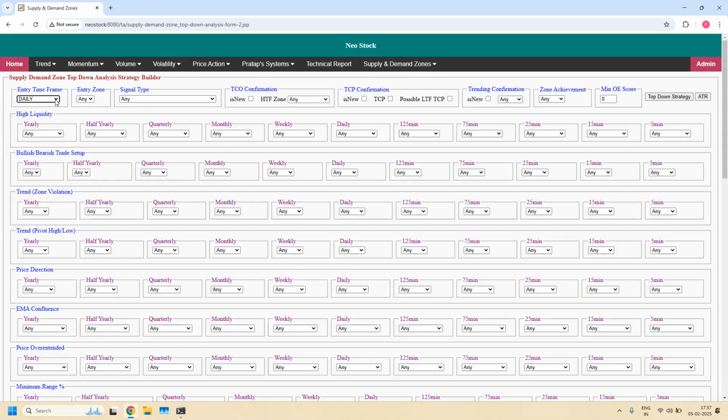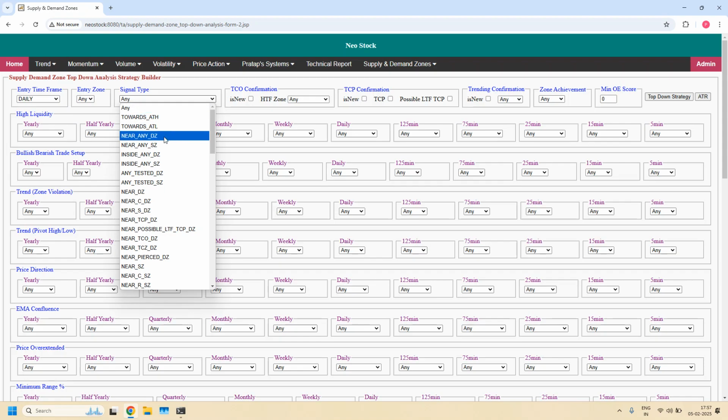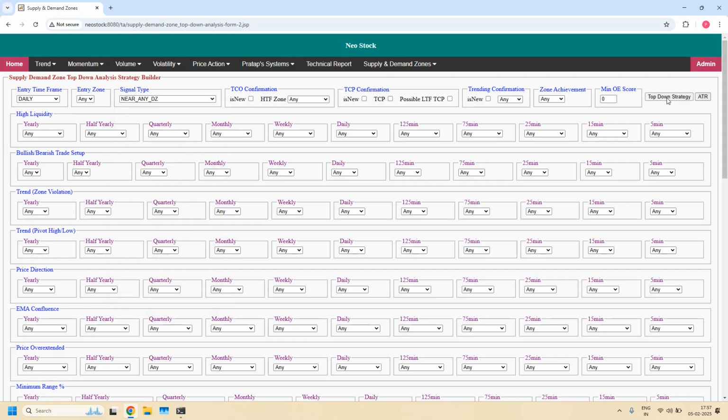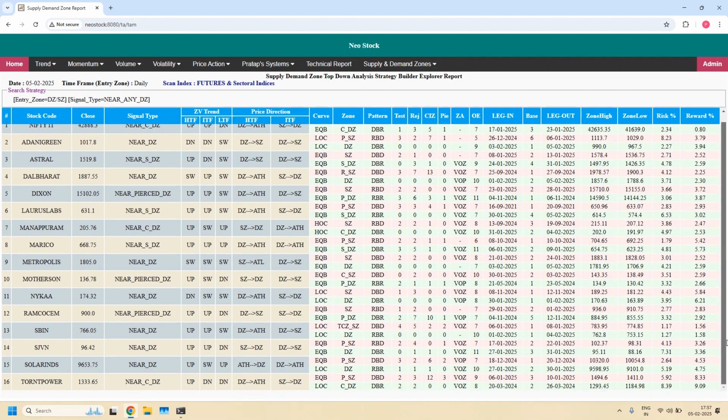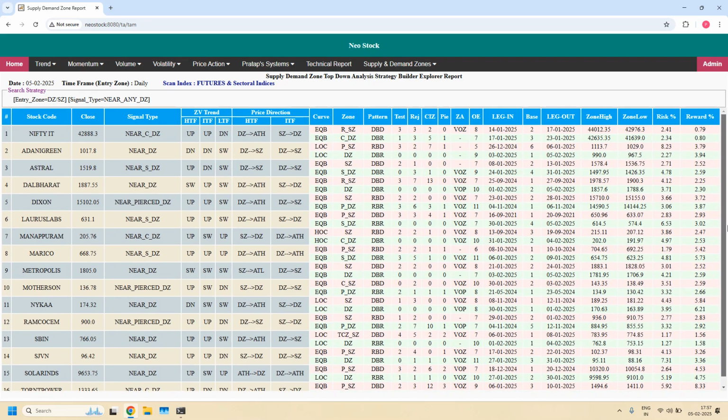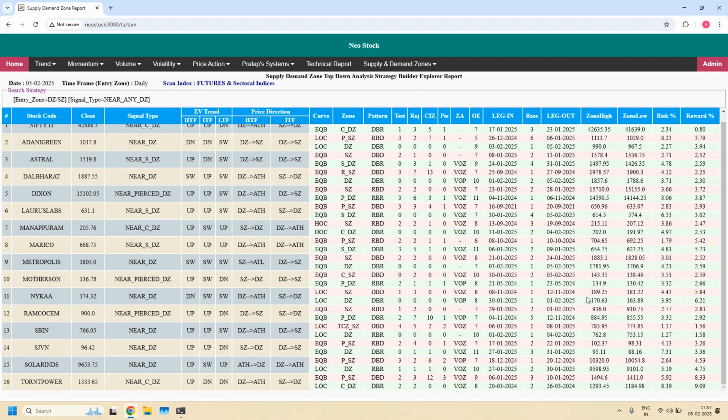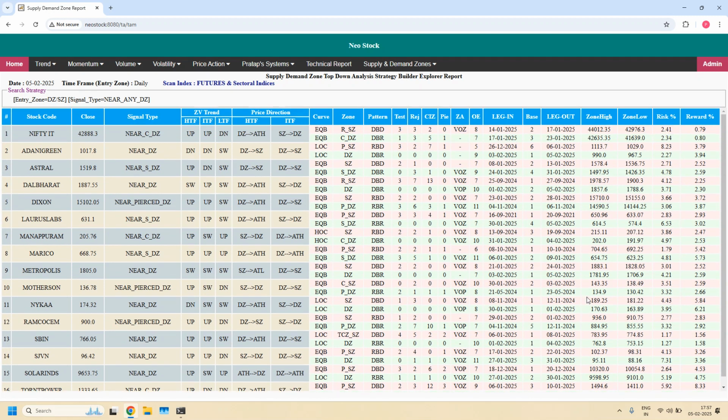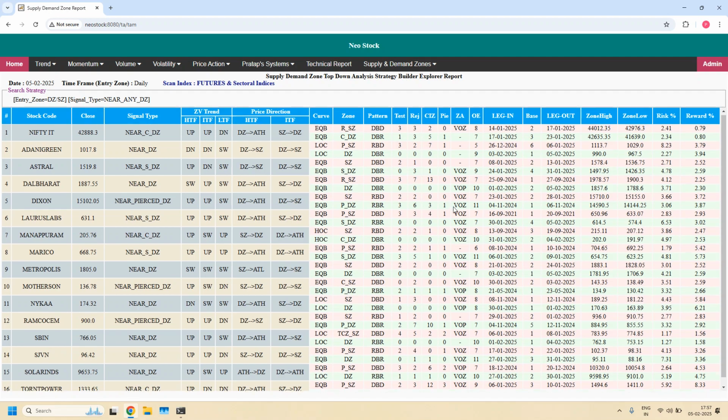Entry time frame daily. Let us find the stocks near daily demand zone. We got 16 stocks. Okay, let us identify the high liquidity zones. First one, this is NIFTY IT, and moreover it is pierced, and also you can't trade. It is not listed in F&O.